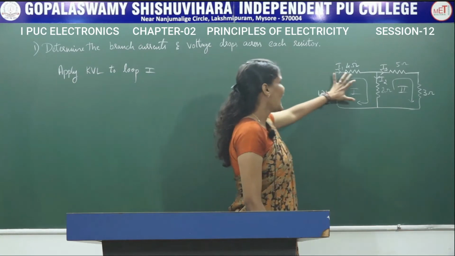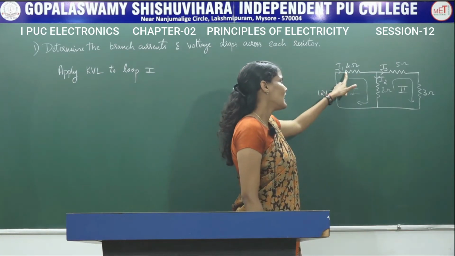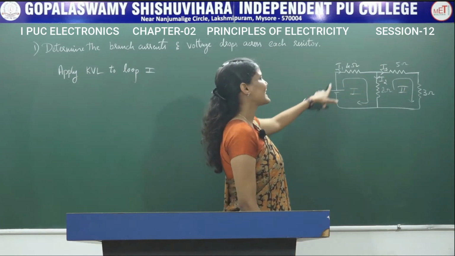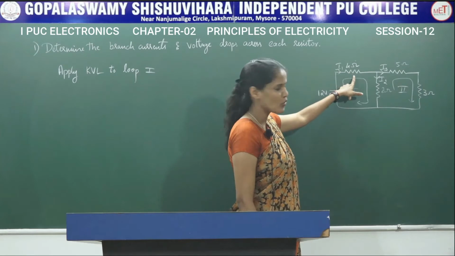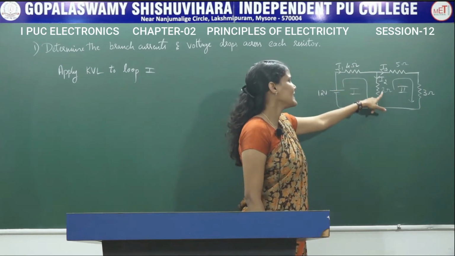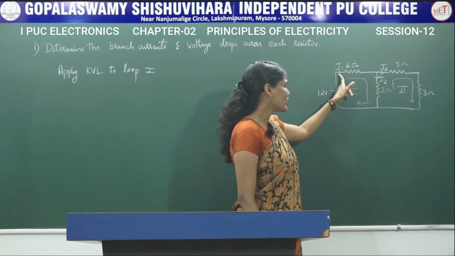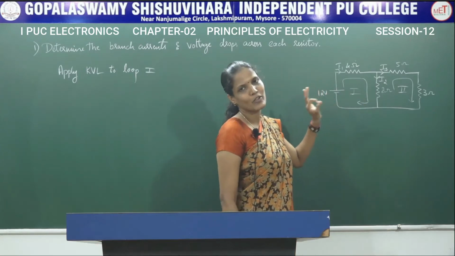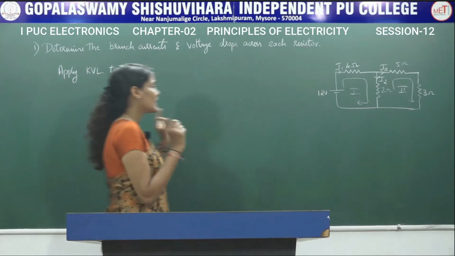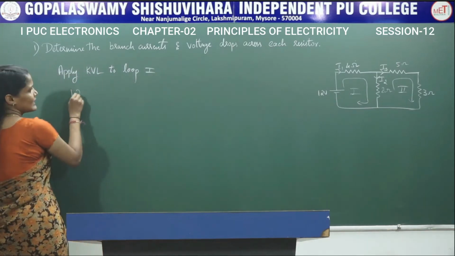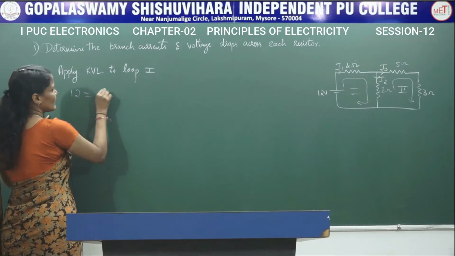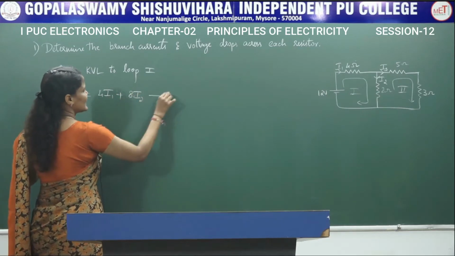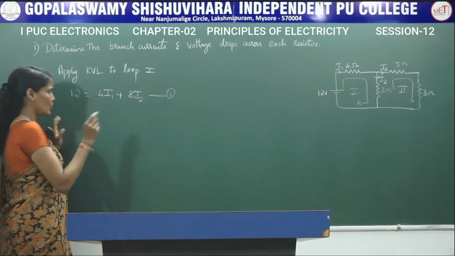In the first loop we have a voltage source of 12 volts and 2 resistors, 4 ohms and 8 ohms. So, 12 is equal to I1 into 4 plus 8 into I2. The branch current direction as well as the loop current directions are the same, so we are going to take the positive IR drops. So, 12 is equal to 4I1 plus 8I2. Let us name this as equation number 1.